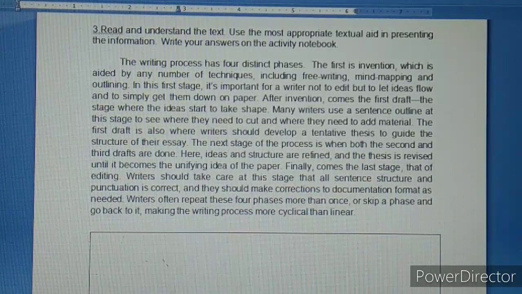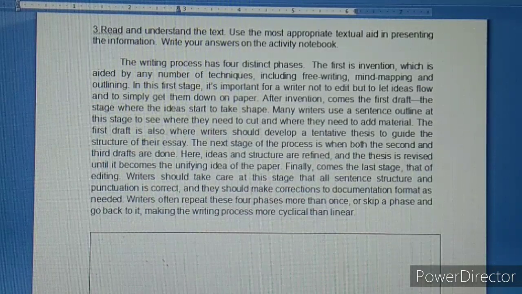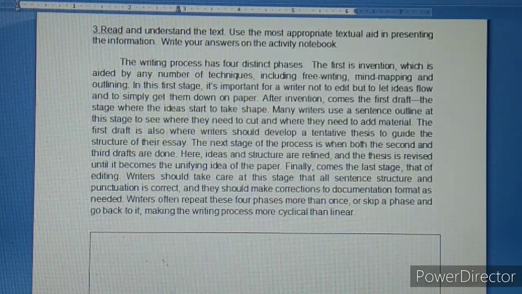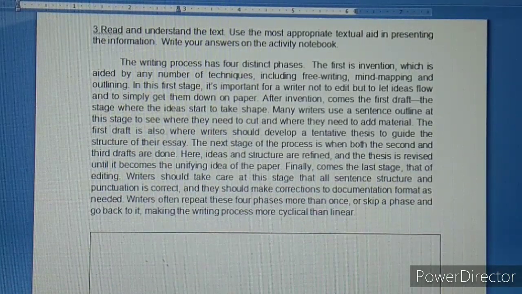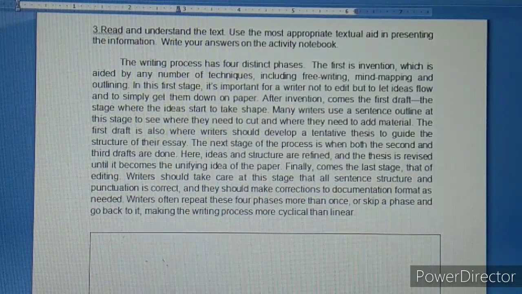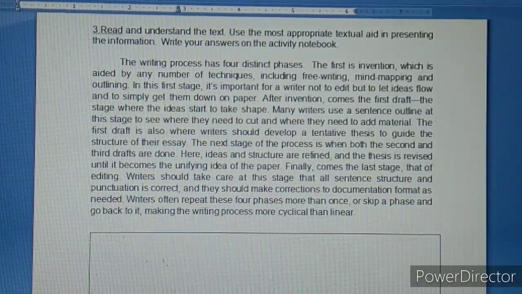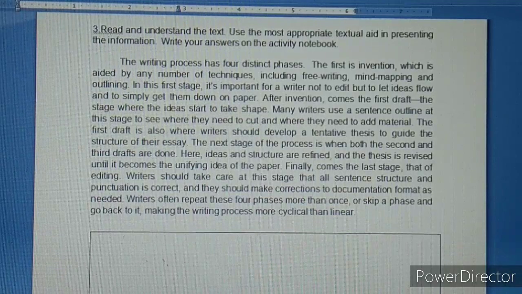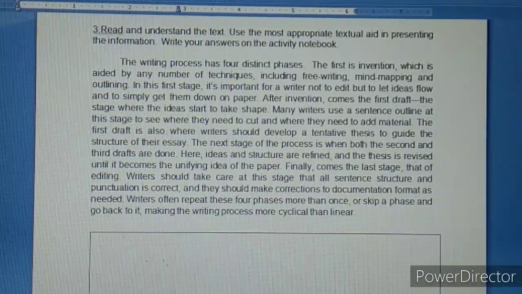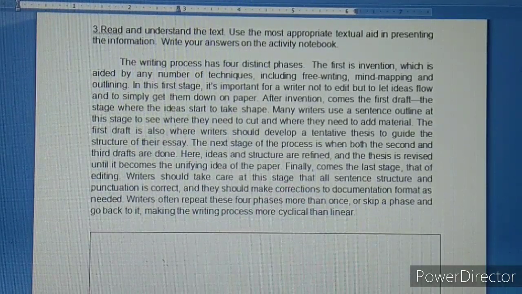The next stage, so we are now on the third, is when both the second and third drafts are done. Here, ideas and structure are refined. So that's the third stage, refining. And the thesis is revised until it becomes the unifying idea of the paper. Finally comes the last stage, the fourth one, that of editing. So the last stage is editing.